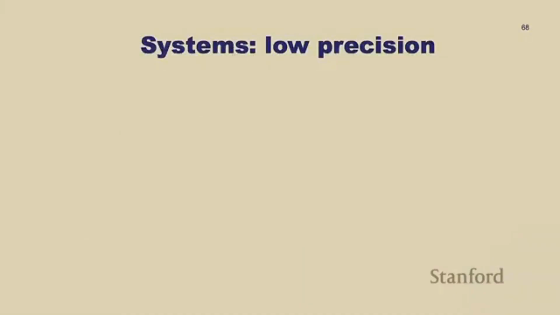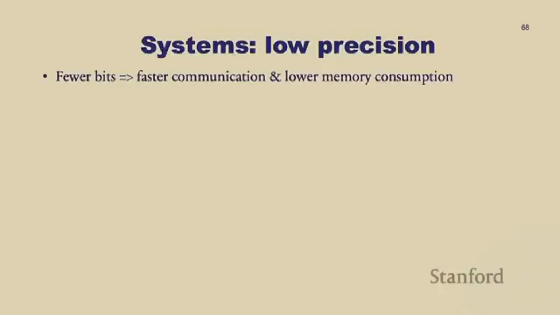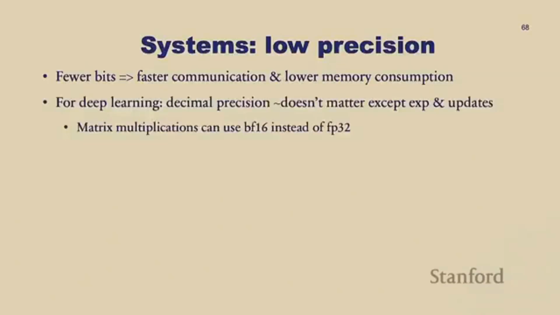So one simple trick, and that might be the only one I'm going to tell you about, is low precision. One simple idea is that if I'm going to put my floats in lower precision, then there are going to be fewer bits that I have to send to my GPUs. If there are fewer bits, it's faster communication, lower memory consumption, things are going to go faster.